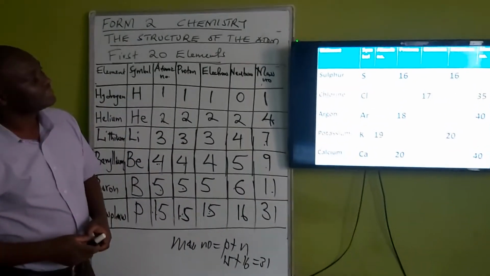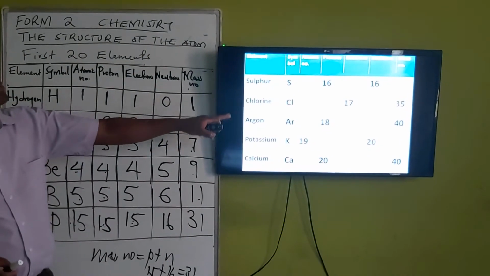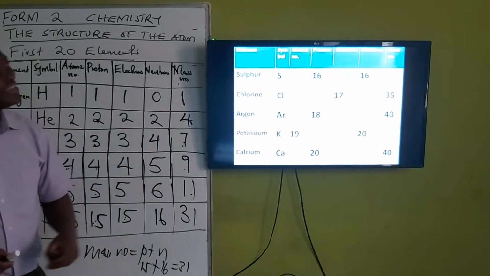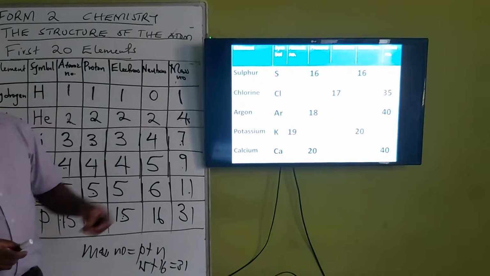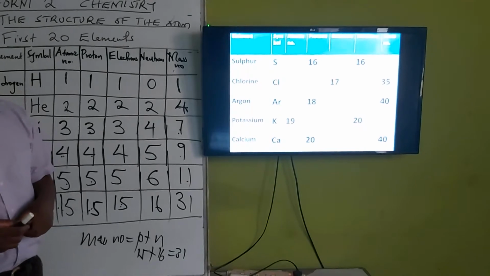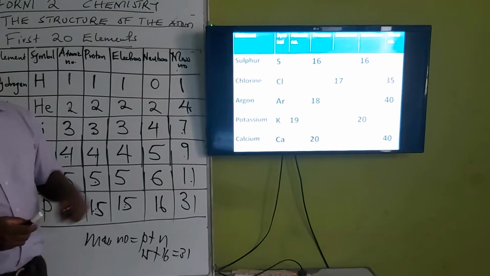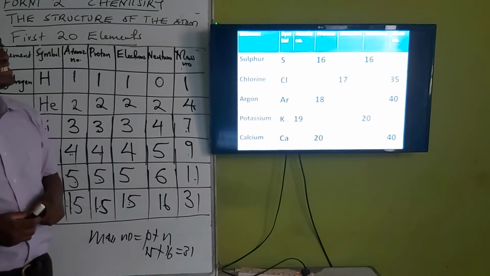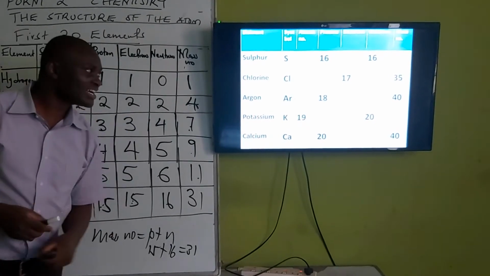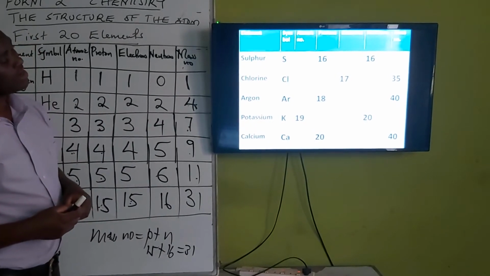Then sulfur is number 16. You are given the protons and neutrons again. Fill in the atomic number and the mass number. You come to chlorine. The atomic number is missing. Chlorine is Cl. The protons are missing, but you are given electrons, 17 electrons. Neutrons are missing. You are given again the mass number, so fill in the missing parts.